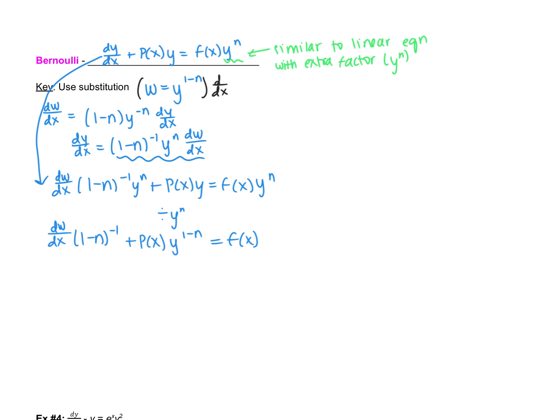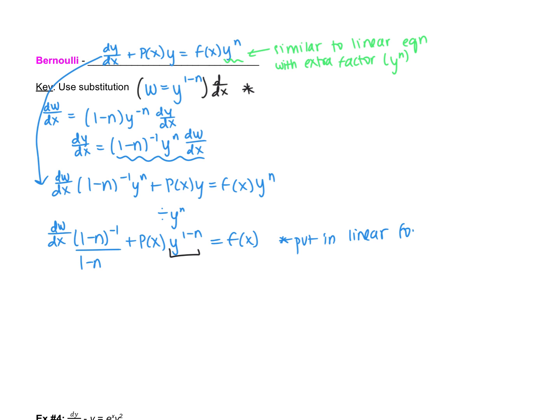And so initially you might be thinking, well, why is that helpful? Well, this y to the 1 minus n, we defined that as w above. So that's really w. So then, once we make that a w, we are also going to divide by this term so that we can put it in linear form.